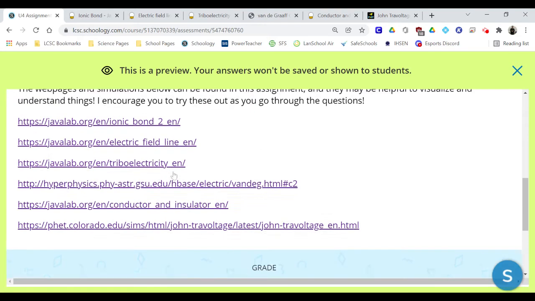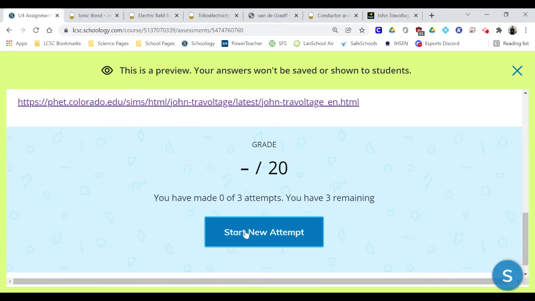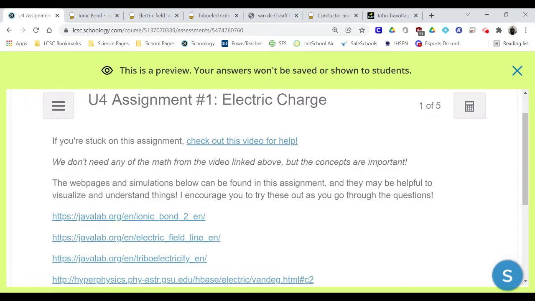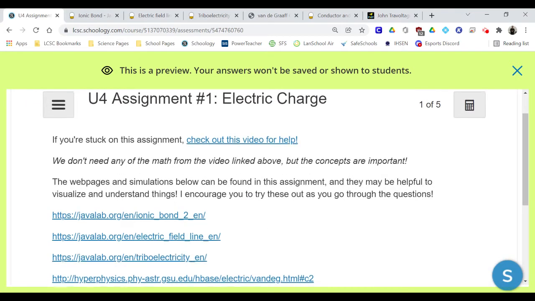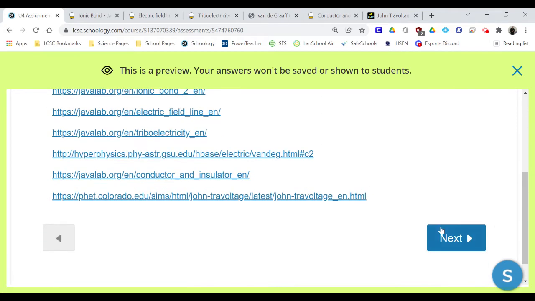You've also got some links to simulations that you'll see throughout the assignment that can be good to see the things and give you a better idea of what happens in the very, very tiny world of atoms that causes charges to push and pull on each other. Okay, got a couple attempts. Let's start one. First page just has a link back to the video, and again, links to the simulations that you can see as you go through the assignment.